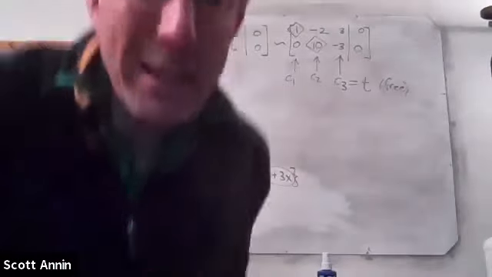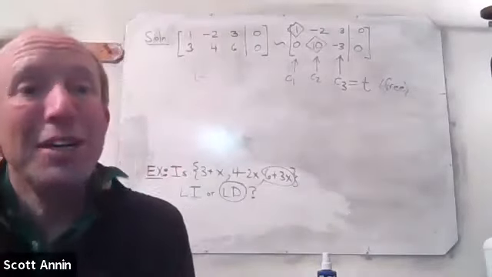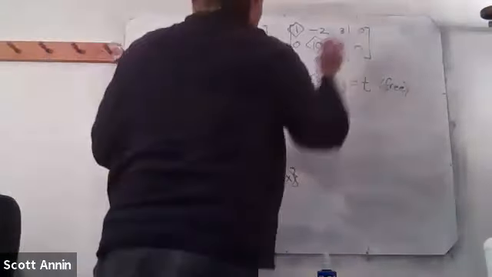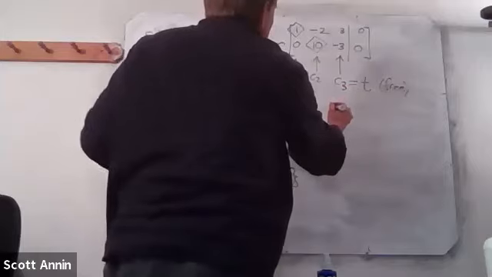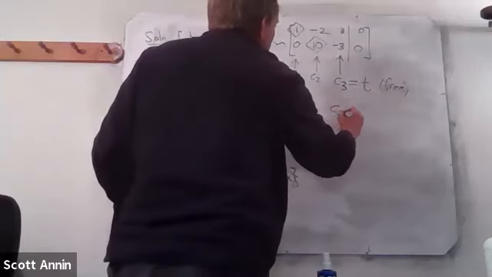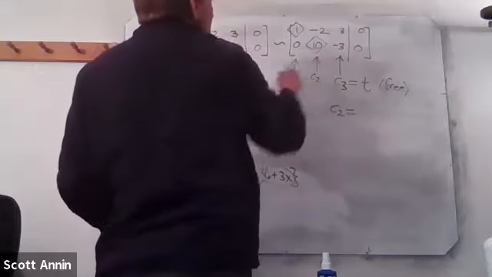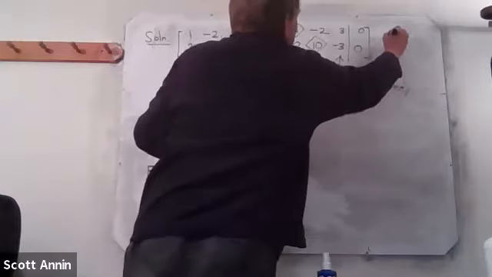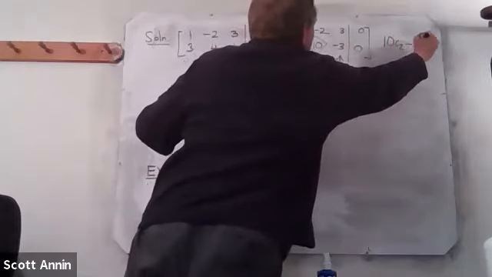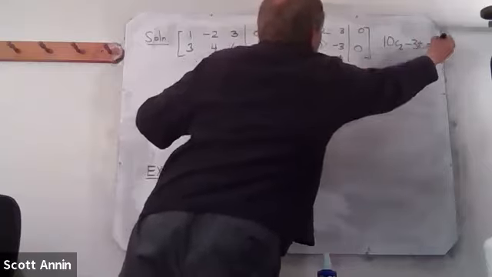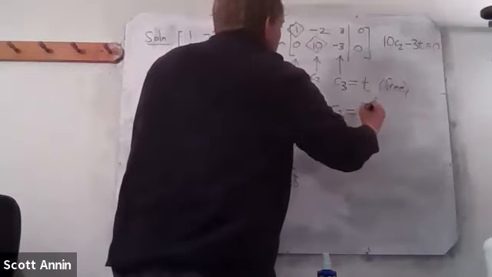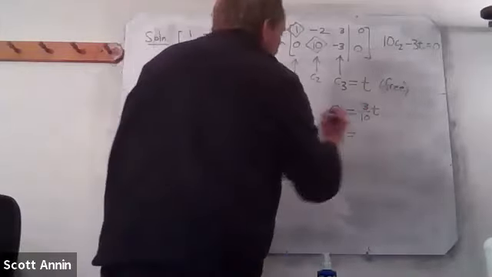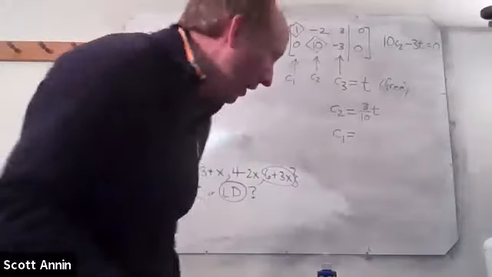now go back if we want, and we can solve for C1 and C2 and write out our linear dependency again, right? So for example, if C3 is equal to T, then if you just solve for C2, 10C2 minus 3T is 0. So C2 would be 3/10 of T. Okay, and then from the first row of the matrix, we could go back and solve for C1.